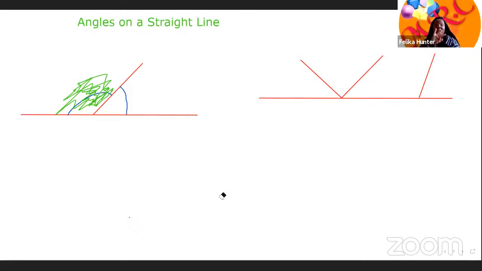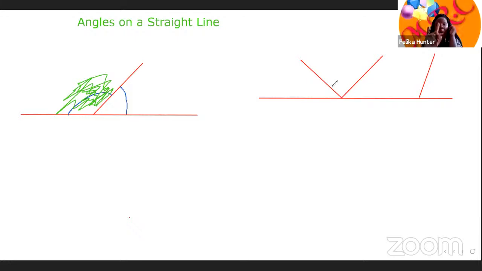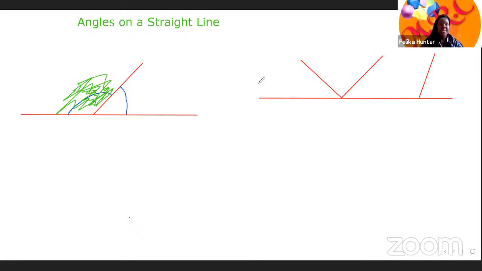Bear in mind, you can have 3 acute angles, or you can have two acute angles and one obtuse, like we have over here. But when it comes to the obtuse, based on what we know about obtuse angles, we can only have one obtuse angle on a straight line. So bear that information in mind, because it's going to be crucial when we come over to the question here.